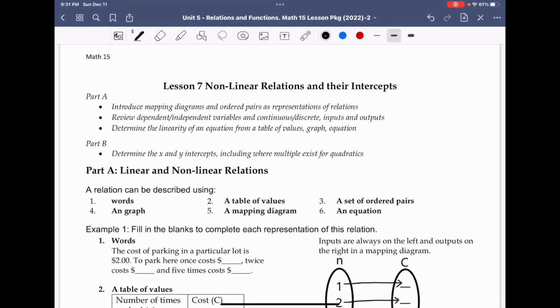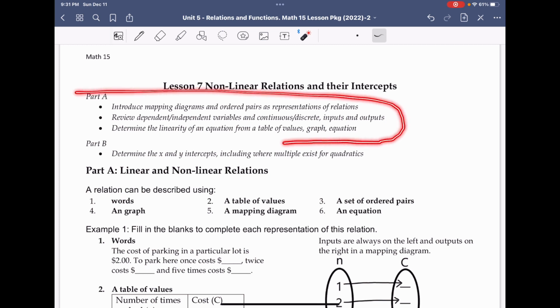All right, so now we move on to lesson 7 of relations and functions, and it's nonlinear relations and their intercepts. So let's take a look at our two different parts here. Well, we have part A, which is going to be introduce mapping diagrams and ordered pairs that represent relations, review independent and dependent variables, and then determine linearity of an equation given a table of values, equation, or maybe a graph.